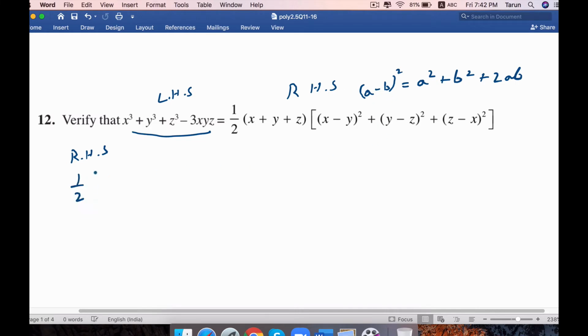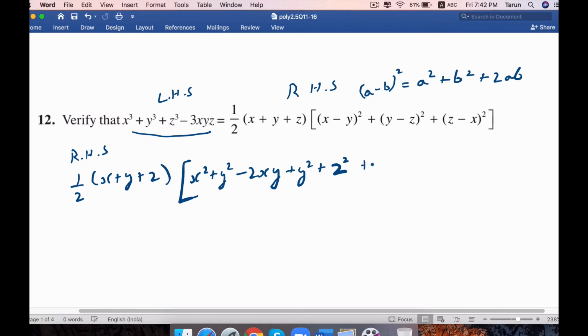Let's get started on that. So this will remain the same, x plus y plus z, then a bracket. This will become x square plus y square minus 2xy. This will become y square plus z square minus 2yz plus z square plus x square minus 2xz.